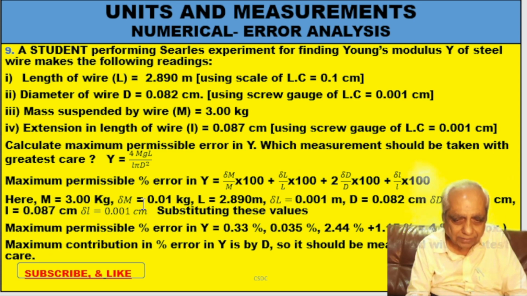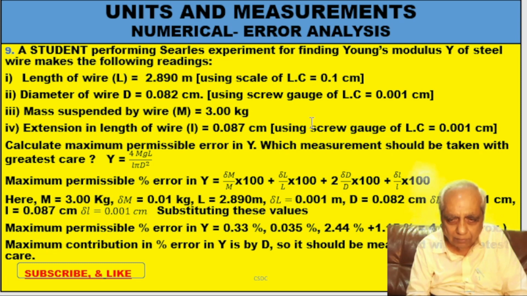This is a very important point, that delta m is 0.01 kg because we have written 3.00. Even if we had written 3.45 kg, he has given it up to 2 decimal places, so my accuracy is up to 2 decimal places. So this is my delta m. Now see for length. Length he has given 2.890. Here directly he has told least count is 0.1 centimeter. This is in meter, so 0.1 centimeter means 0.001 meter. So that is my delta L.